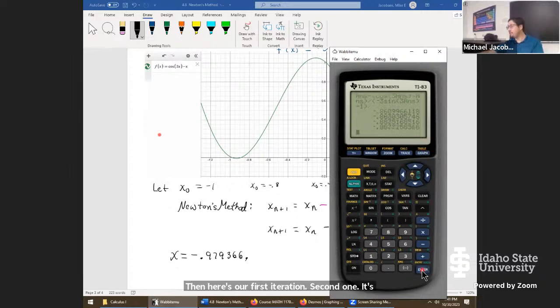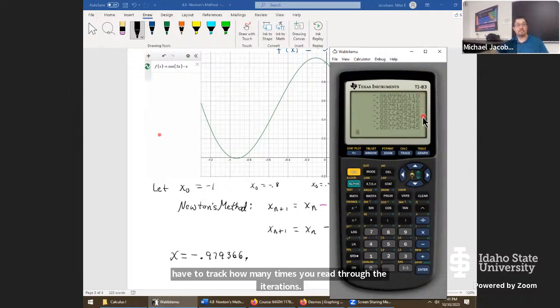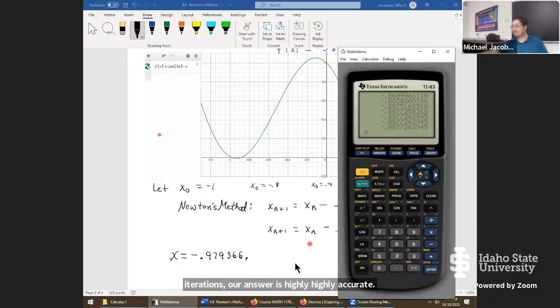It's changing a lot on the third, fourth. Right around now, it's stabilizing. And at this stage, I hit enter quite a few times. You don't have to track how many times you've gone through the iterations. It's just sometimes interesting. After about 5 or 6 iterations, our answer is highly, highly accurate. But it's always a good idea to double check these.